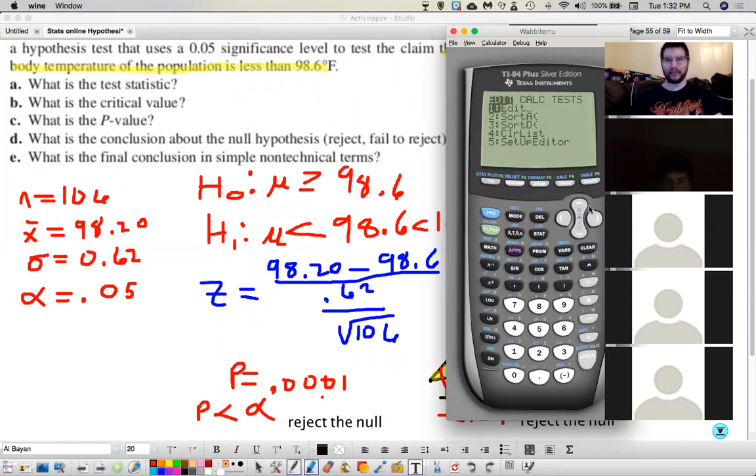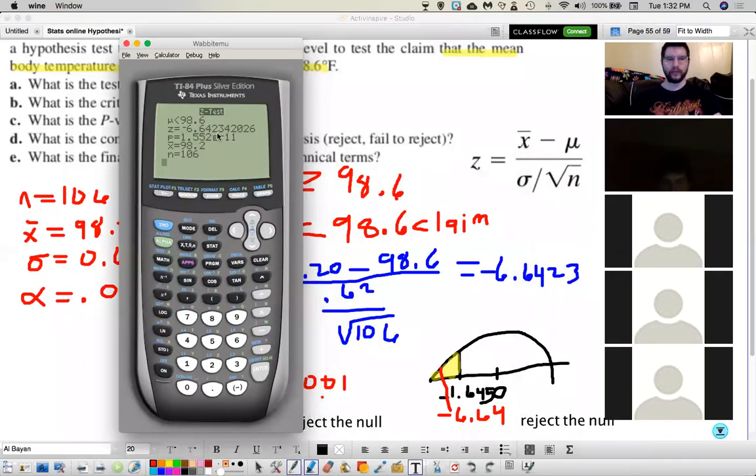TI users, we go to stat, tests. This week we're doing a z-test. And our input will be stats. We don't have a list of data here. Mu is 98.6. Our sigma is 0.62. And x bar is 98.2. And n is 106. Looking at our alternative, less than, so our tail is a left tail. There, so I'm going to click calculate. And we get our p-value and our test statistic instantly. Test statistic there, p-value there.